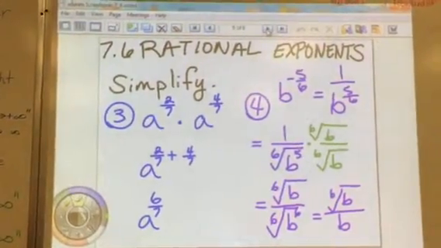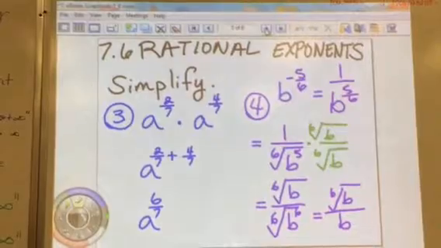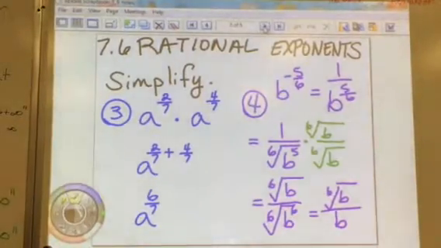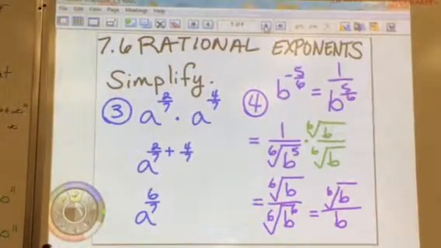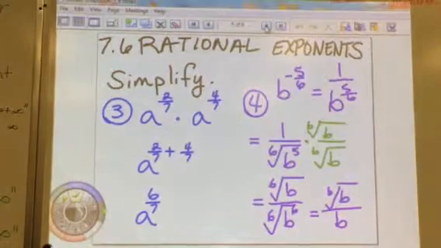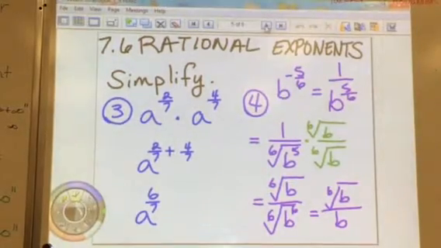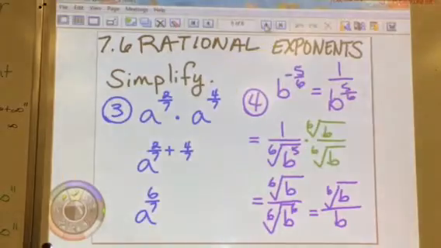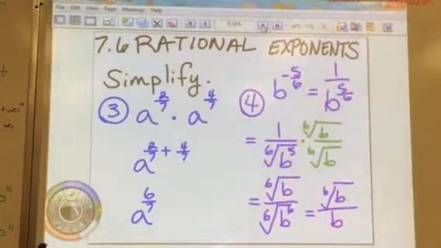Then we just have simplifying rationals. So what do you do when you multiply like bases? You add their exponents, so a to the 2/7 times a to the 4/7. You add those exponents and you get a to the 6/7. Nothing more you can do there.